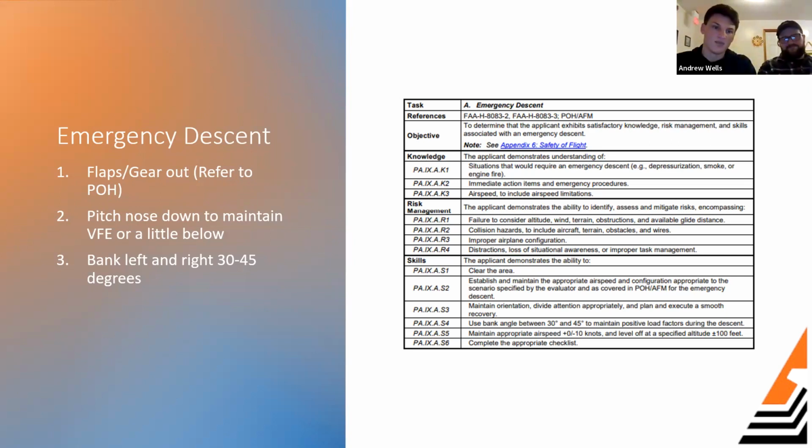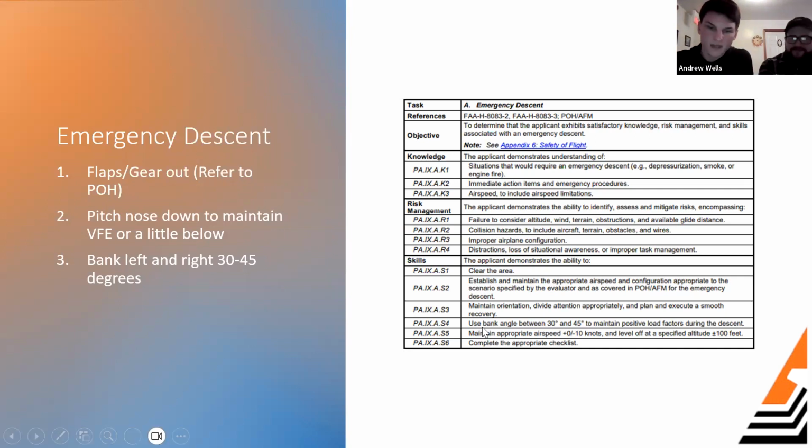All right. Like I said, pitch nose down and maintain, if you have flaps down, maximum flap extension speed. So if we have 30 degrees, obviously we want to aim for 85 knots. We're a little below. And then bank left and right up to 30 to 45 degrees. It allows you to descend a little bit faster because you transition that vertical component of lift to horizontal, and it also allows you to maintain positive load factors. Yep. During your descent. Exactly.